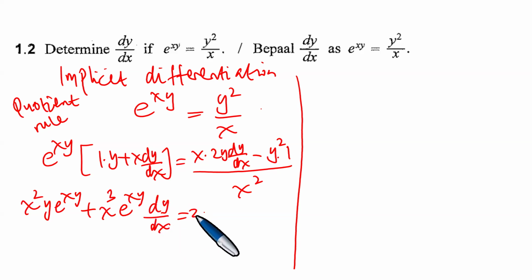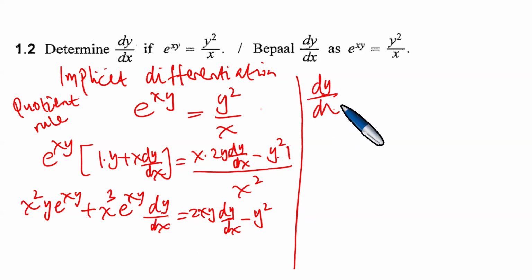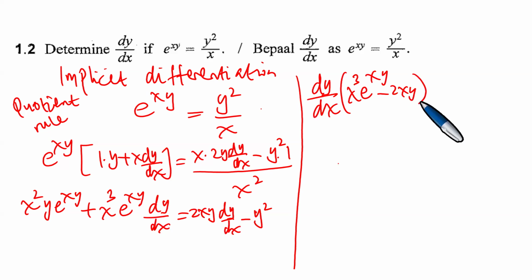Which is actually the same as 2xy dy/dx minus y squared. Okay, dy/dx becomes a common factor. So, all right, it's x cubed e to the xy minus 2xy. We have taken out the dy/dx. You have the 2xy, move it to the left, minus this, minus x squared e to the xy.